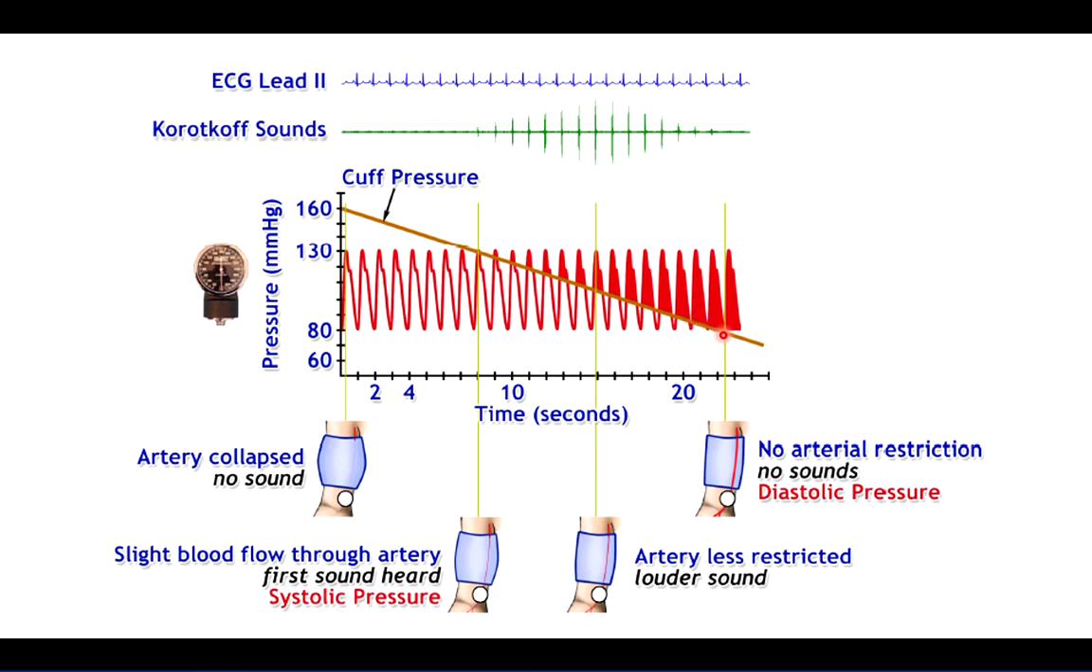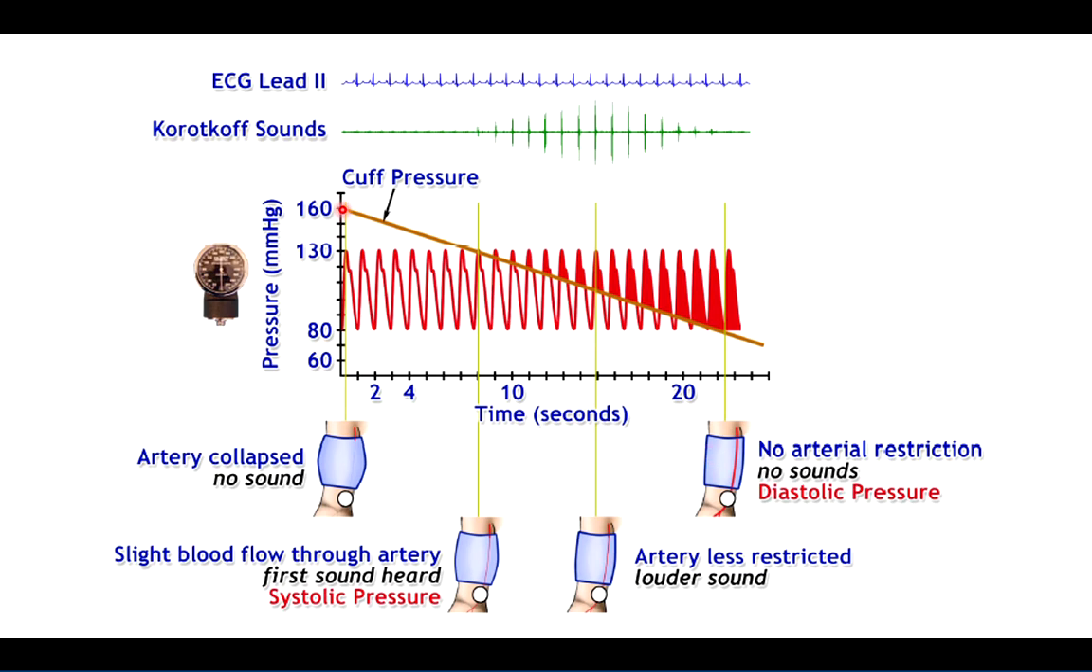And as we release the cuff pressure below that diastolic pressure, the sound goes away. Now, when there's no arterial restriction, the blood flow is back to that rather streamlined laminar flow. No sound is heard. The sound has completely gone away. And at that point, we would consider this to be our diastolic pressure. And that's what we see happening here. Once that sound has gone away, we've now achieved our diastolic pressure.